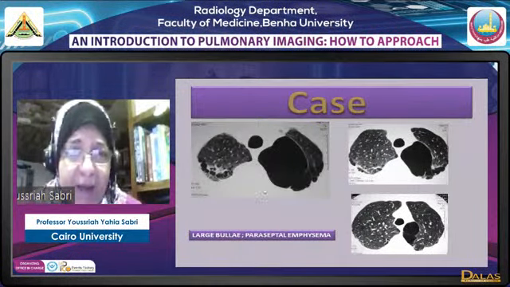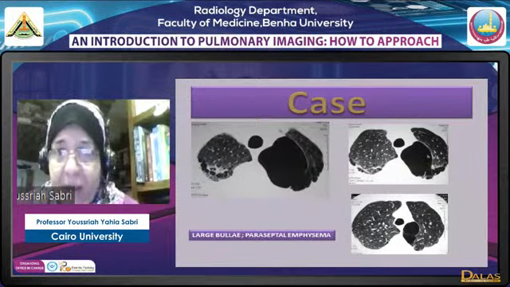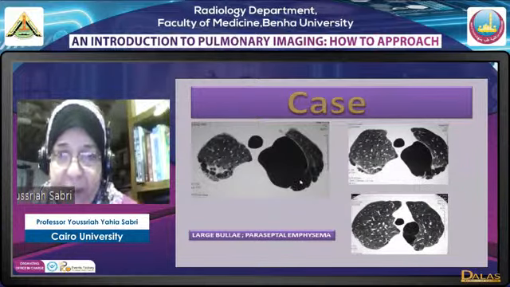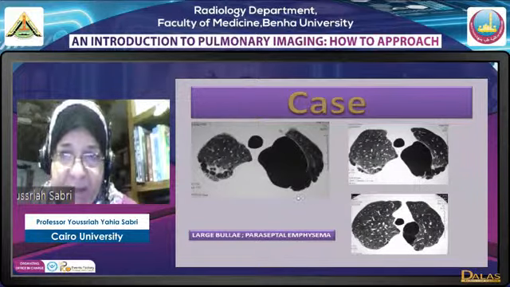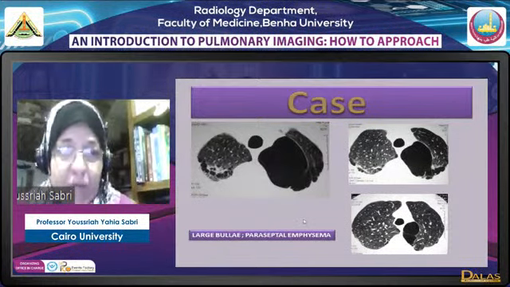Now here we have a large bulla. If you look at it, it is as if it's a black mass, a rounded black mass. More than one bulla with a septum here separating, and they are exerting a marked mass effect on the adjacent lung, no wall, paraseptal emphysema in the form of bullae.